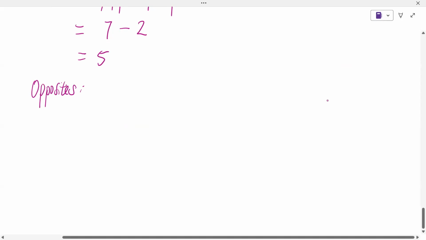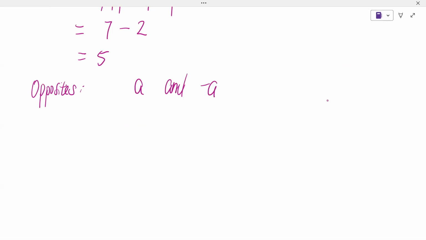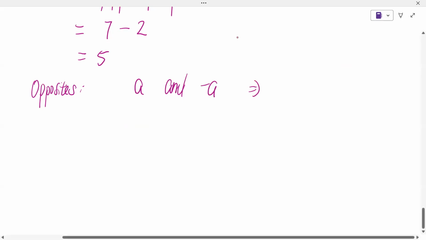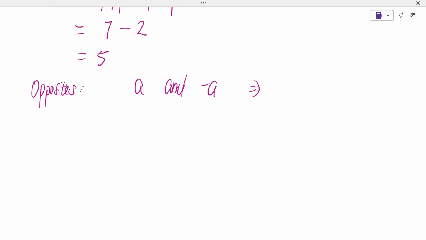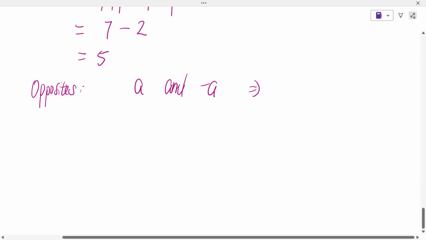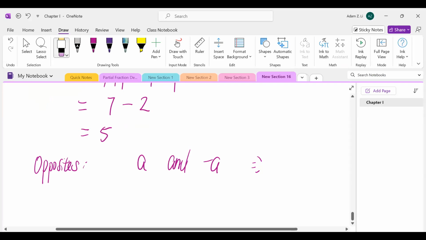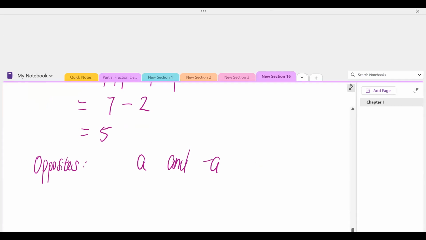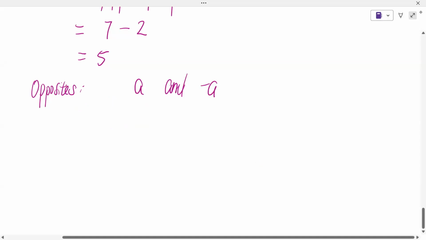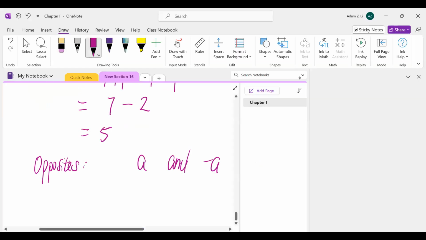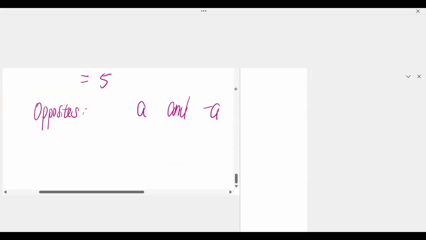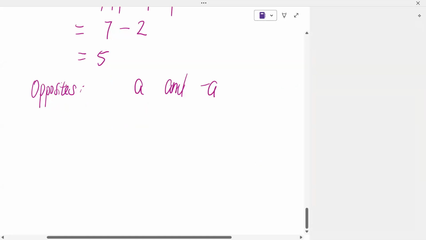So we call this A and -A opposites of each other. That means they're opposites. And when you're adding two opposites, you get 0. So for example, if you're adding A and -A, you get 0.